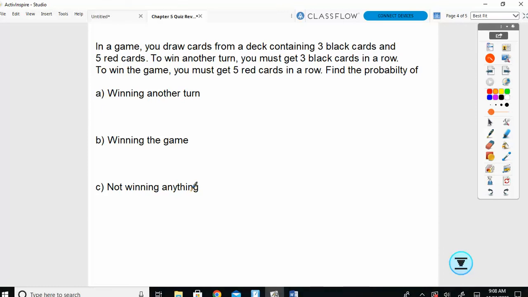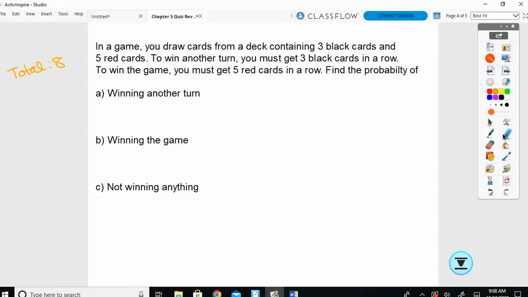Something along these lines. So in a game, you draw cards from a deck containing 3 black cards and 5 red cards. So how many cards are in my deck? We have 8 total cards. Okay.